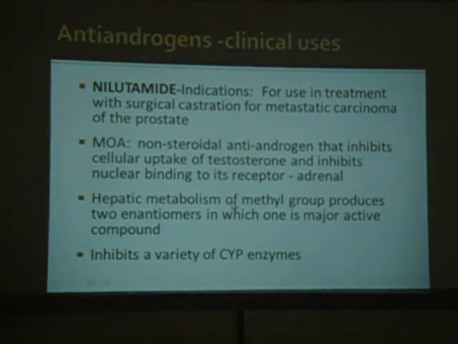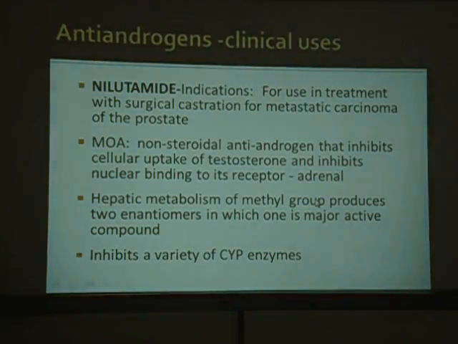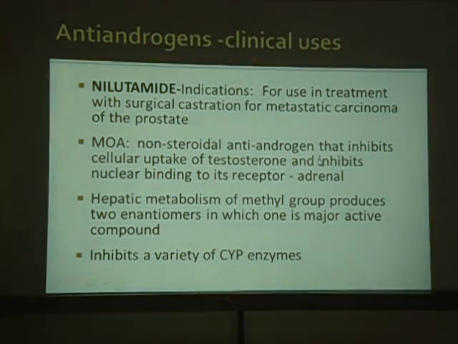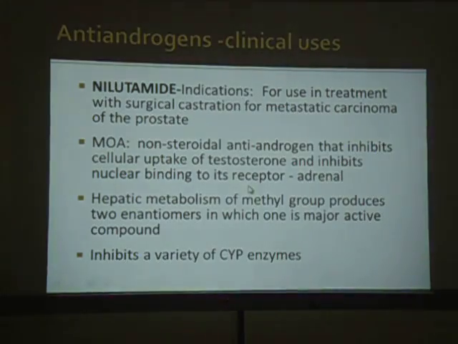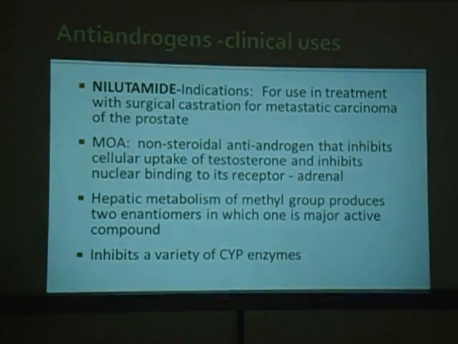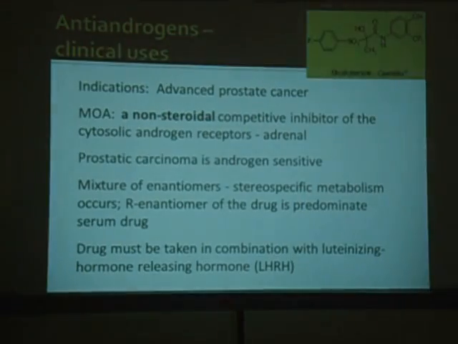Nilutamide, again it is for metastatic carcinoma of the prostate, same as flutamide. Action is it inhibits the cellular uptake of testosterone and inhibits the nuclear binding of the receptors. Metabolism is primarily hepatic, and it produces major active components also. It inhibits a variety of CYP enzymes, that means it can act as an enzyme inhibitor. The drugs which are used along with these drugs, their bioavailability may be increased.